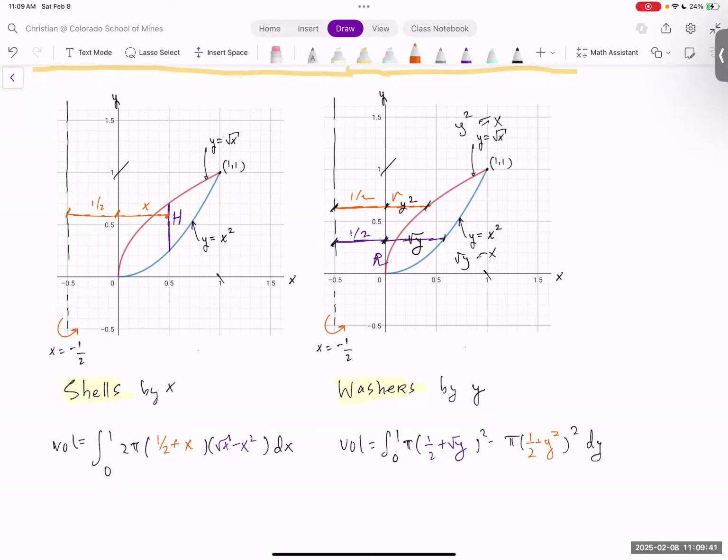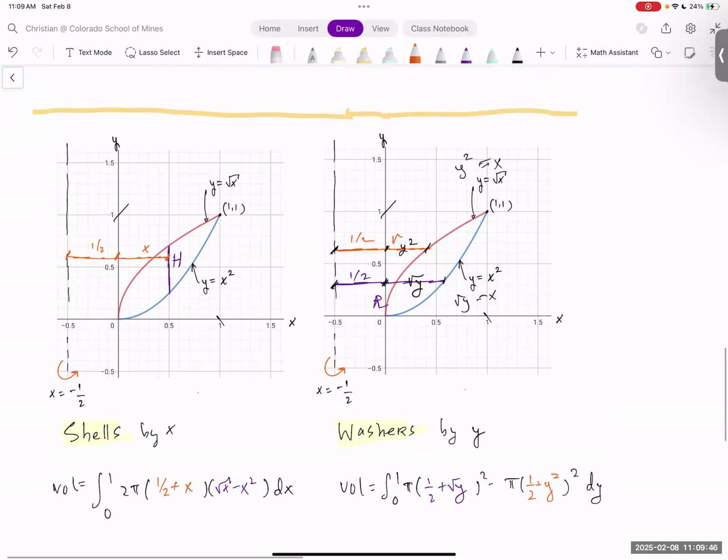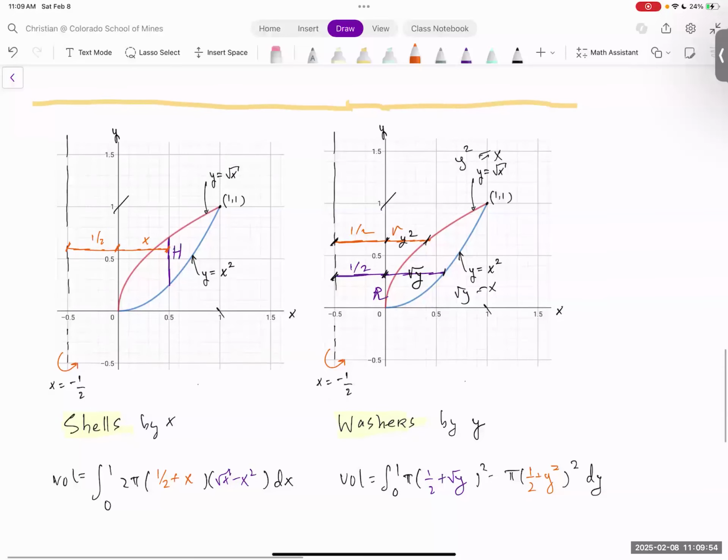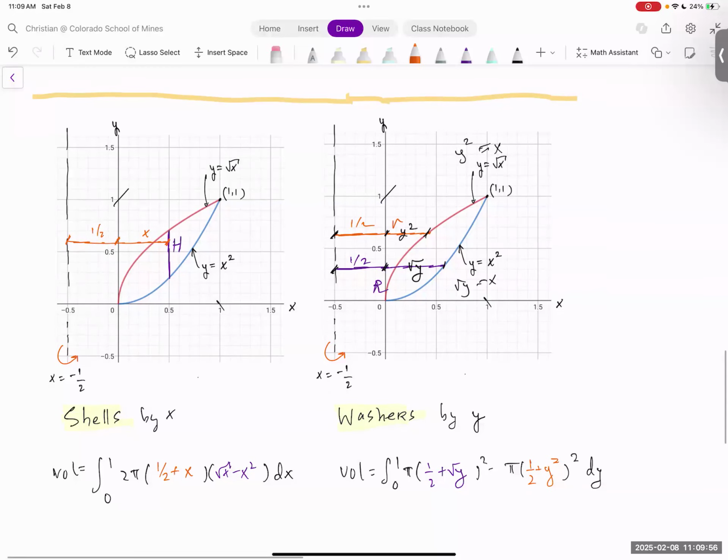Y'all take care. Reach out if you need to. Again, I want to encourage you to try to work through these problems. Also, try the regions again with just different axes of rotation, and see how you do.